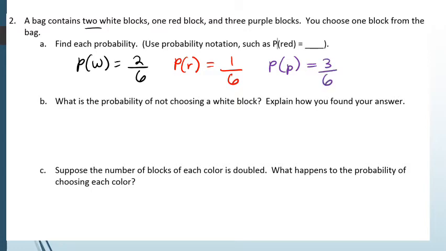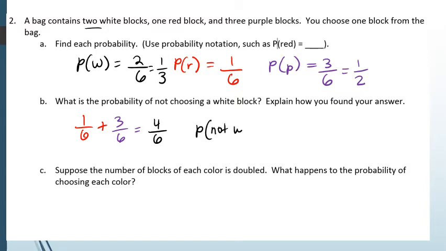You can also simplify some of those fractions like you might have noticed. I can simplify 3/6 to 1/2. I can also simplify 2/6 to 1/3. What's the probability of not choosing a white block? Well, if I don't choose a white block, that means I'm choosing a red or a purple. When I look at the red probability and the purple probability, I add them together. So 1/6 plus 3/6, I get a total of 4/6. So if I don't want to choose a white, my chances are 4/6. So P(not white) equals 4/6, which I can also simplify to 2/3.